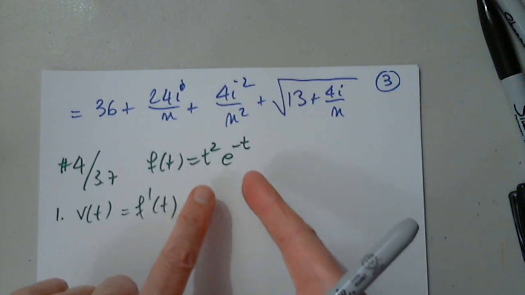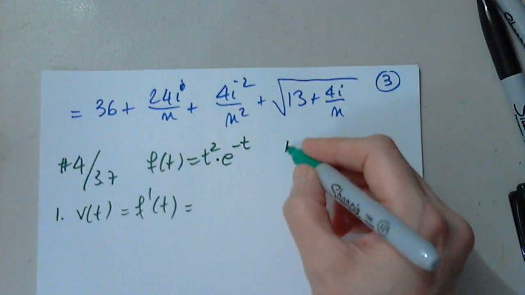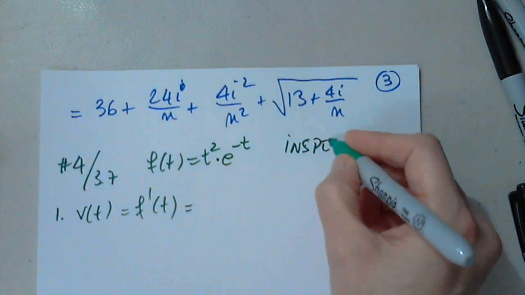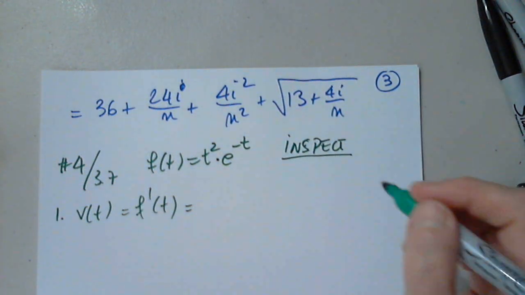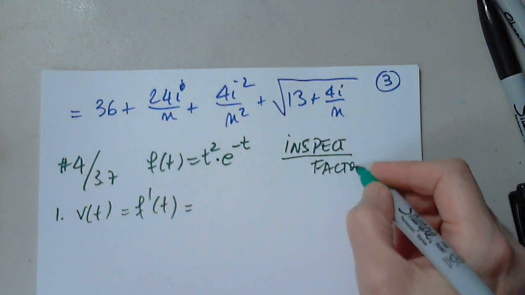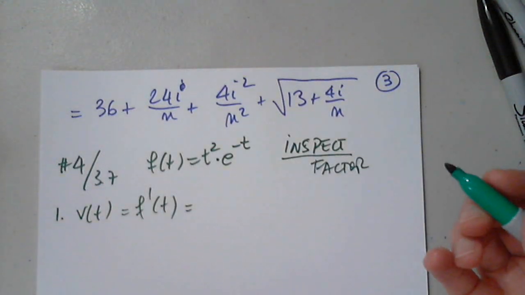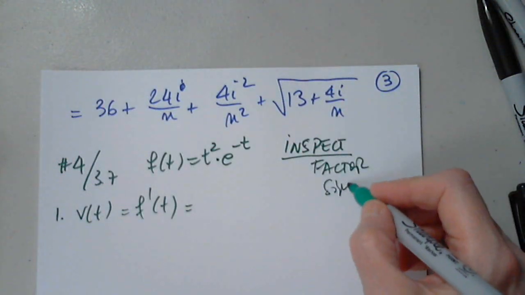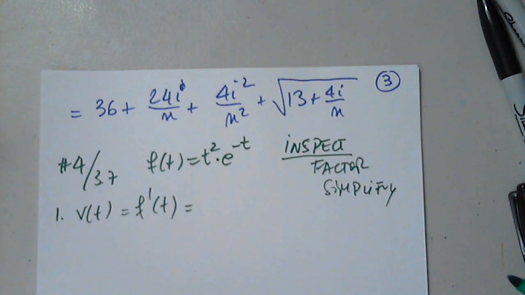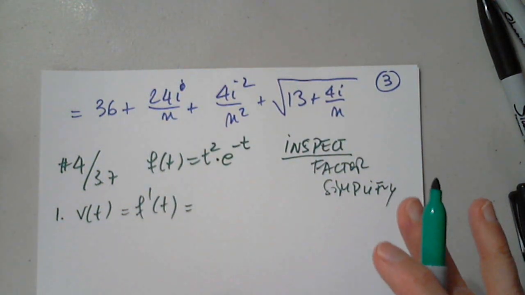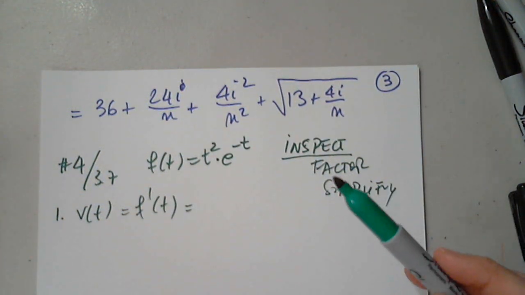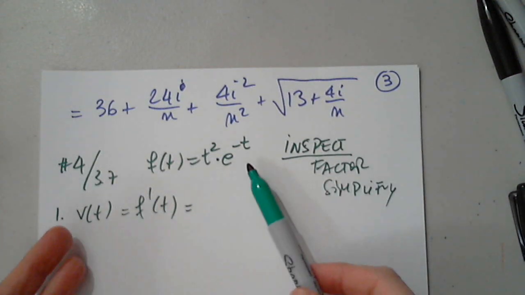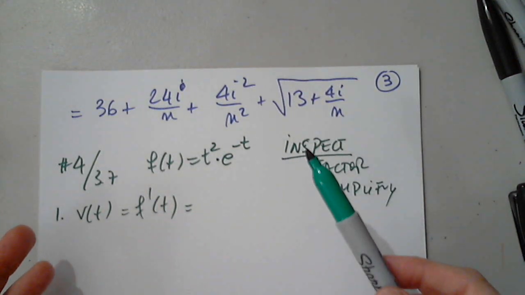We have to apply the product rule. Always inspect the function. Factor if you can, if it's needed, if it makes your life easier. Simplify. Don't start doing anything before you inspect the function, visually, of course. See, it's a product, so I have to use the product rule.